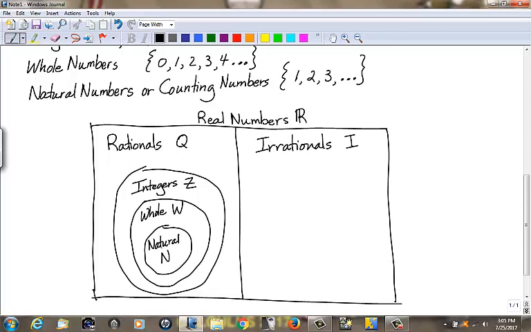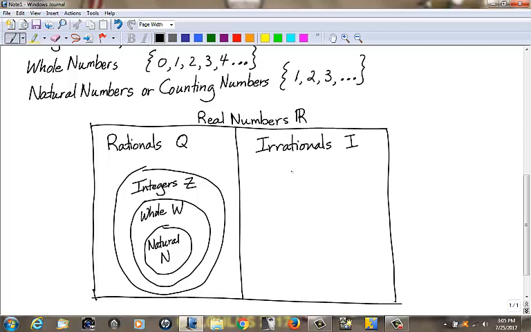So, the natural numbers start 1, 2, 3. They would be in here. Okay, and then if you put 0 in there, then your 0 is a whole number. It is not a natural number, but 0 would also be an integer. It would also be rational. It would also be real. Anything that's irrational would also be real. Okay. Another way to do this is to do a different kind of organizer.